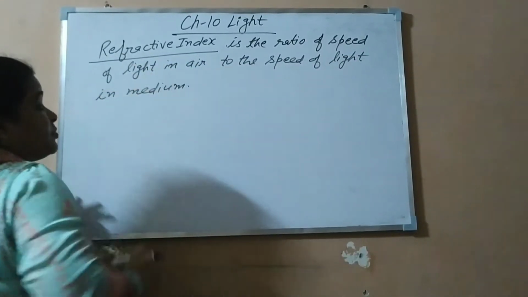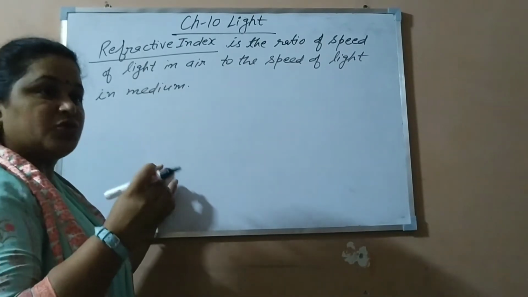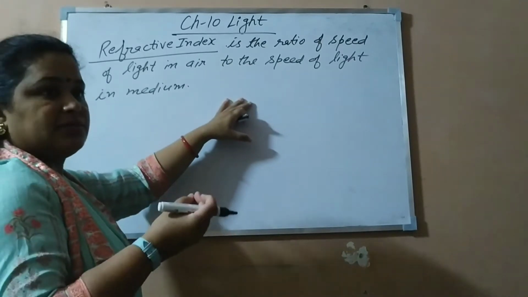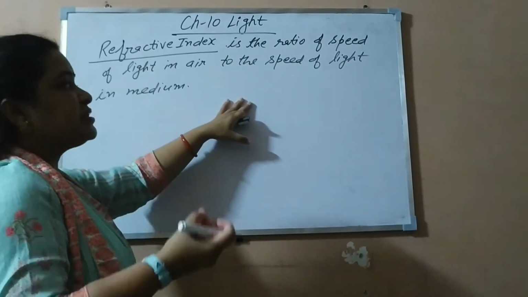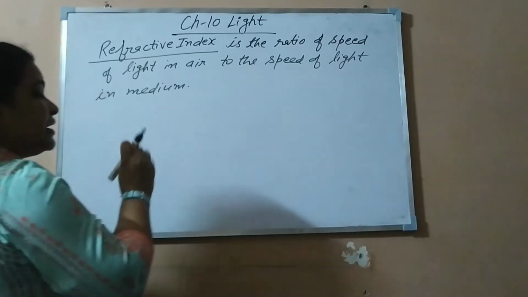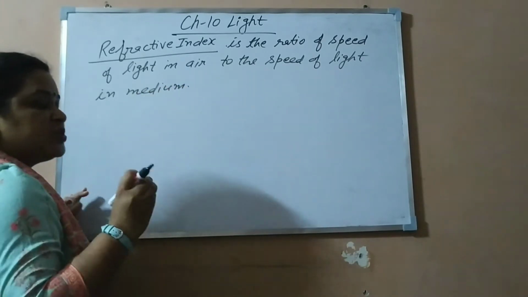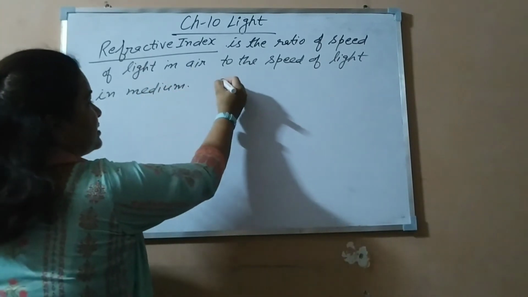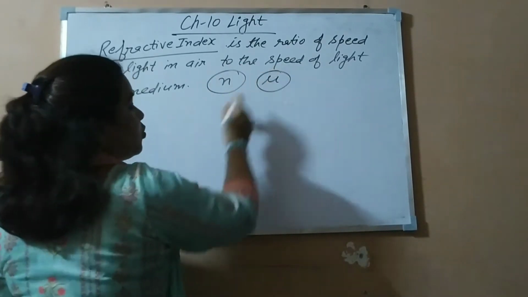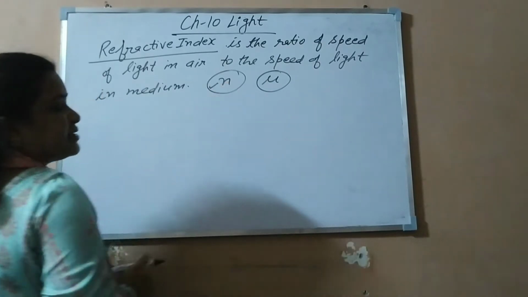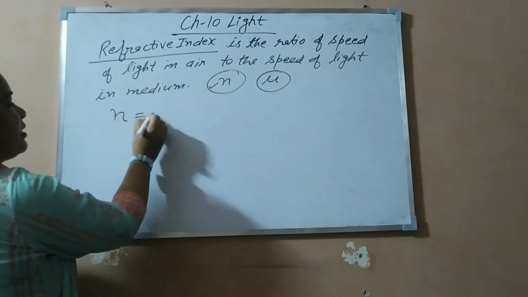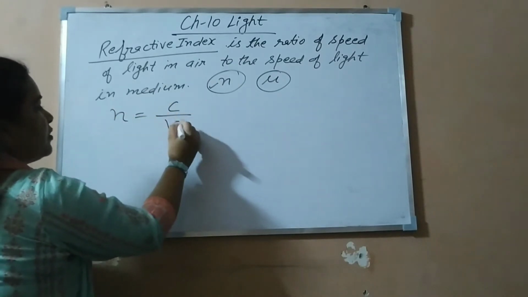And we know that the speed of light is maximum in vacuum, that is 3 into 10 to the power 8 meter per second, and it is slightly lesser in air. So we standardly consider that the speed of light in air is 3 into 10 to the power 8 meter per second, and that is the most rarer medium, where the speed of light is maximum. It is represented by the letter n. In some books it is written with mu also, but in NCERT it is given as n. So refractive index is given by letter n, and its mathematical formula is n equals C upon Vm.